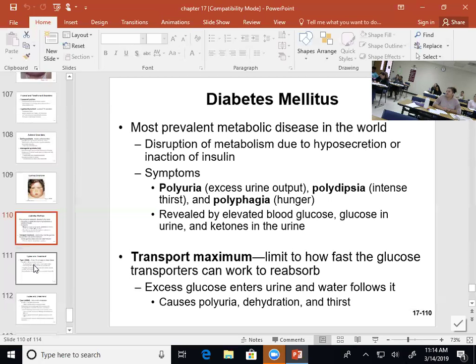But the fact is, we're living longer. People are living longer than they ever did before, and people are developing this sometimes in older age. But the alarming thing about diabetes mellitus type 2 is that we're having children being diagnosed with it now. And this is one of the reasons we can't say juvenile onset diabetes for type 1, because we have juvenile onset diabetes now for type 2.